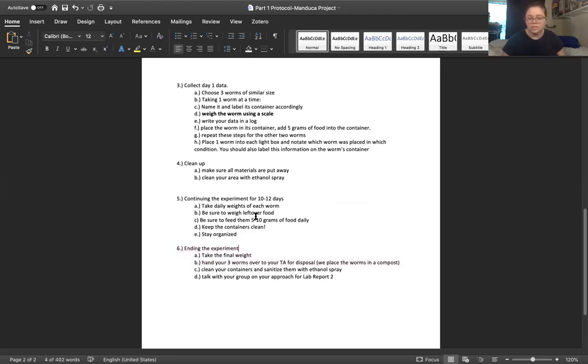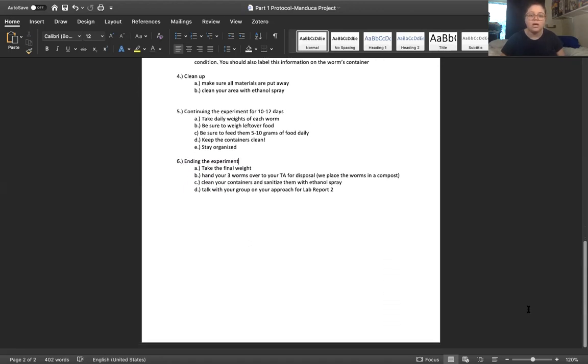After the 10 to 12 days, when you've gathered up the data and really taken care of them on a daily basis and weighed them daily, we would come in and take the final weight, and then you would hand over your 3 worms to me, your TA, and I would dispose of them into a compost that we have. So they're really happy, you know, before they meet their maker kind of deal. They go into this nice compost, it's nice soil for them to go into their cocoon.